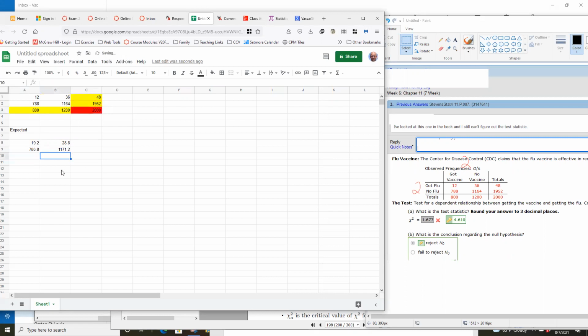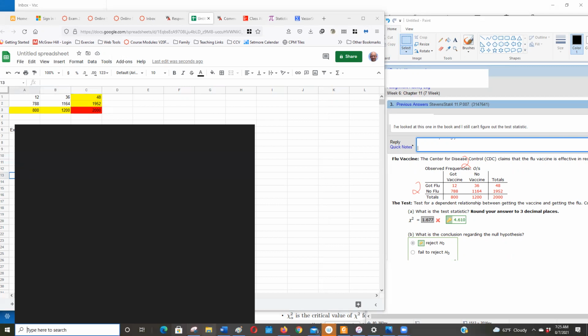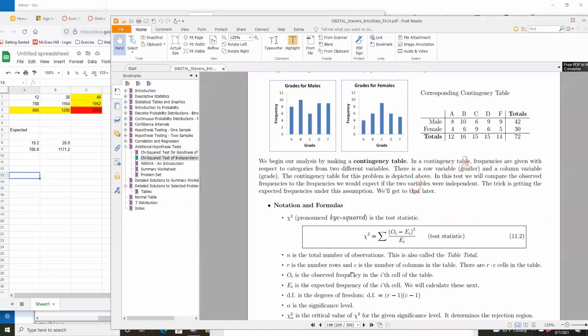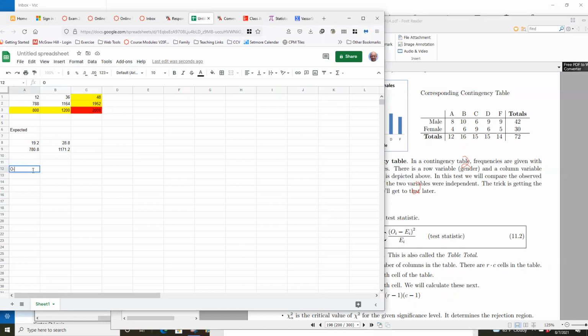Okay, so there's the observed. Now remember in the formula here, let me come back to that for a minute. On the formula, it says observed minus expected. So that's what I need to do next, okay? This is going to be the O minus the E part of this calculation. So I'm going to do the observed value minus the expected value.